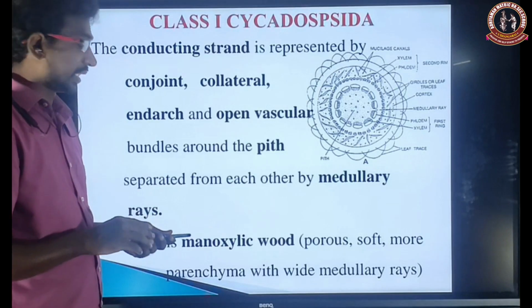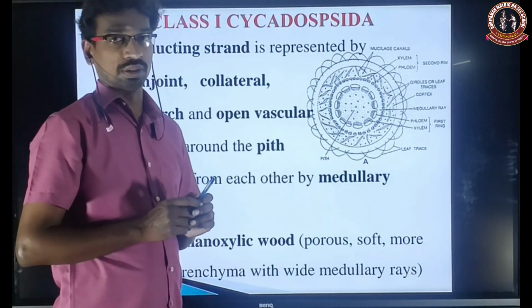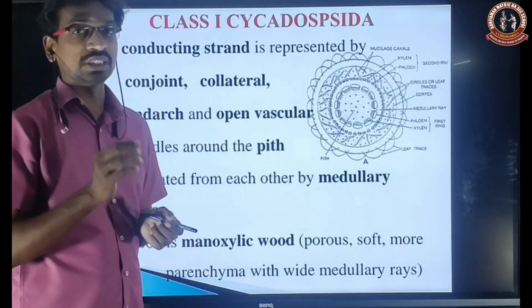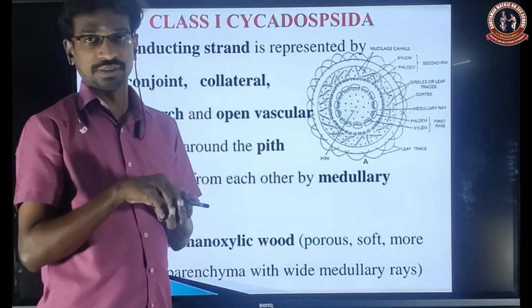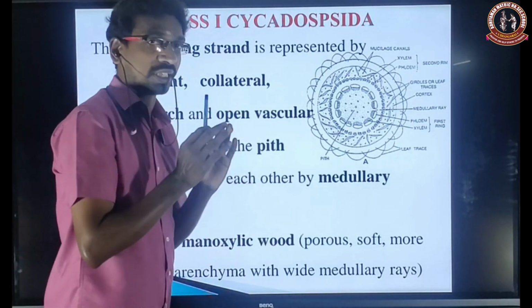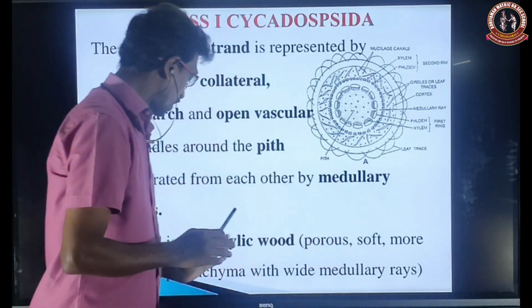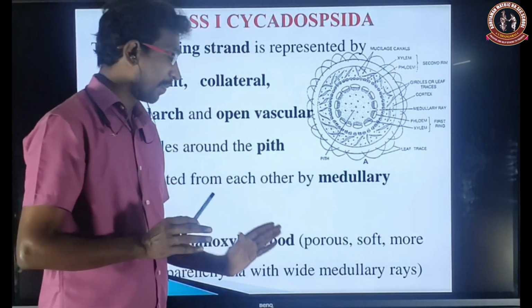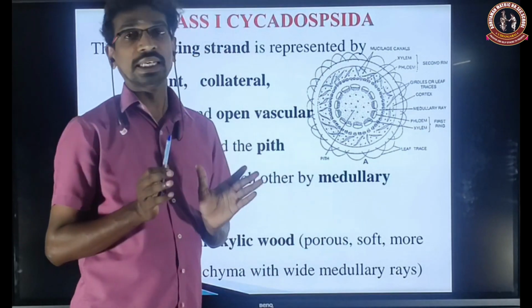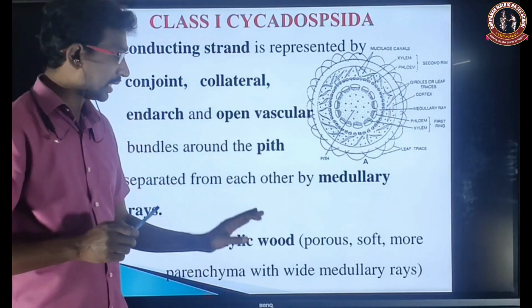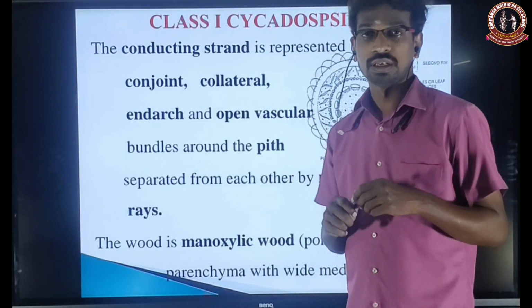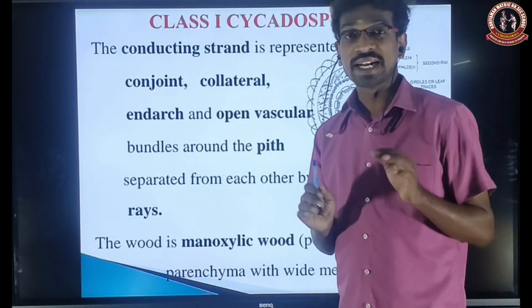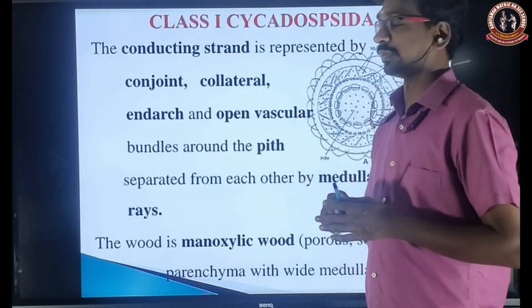The wood is monoxylic wood. As I already told you, they have a very large pith at the center. That's why the wood is porous, soft, and has more parenchyma with wide medullary layers of cells. That's why this type of wood, monoxylic wood, is economically not significant.